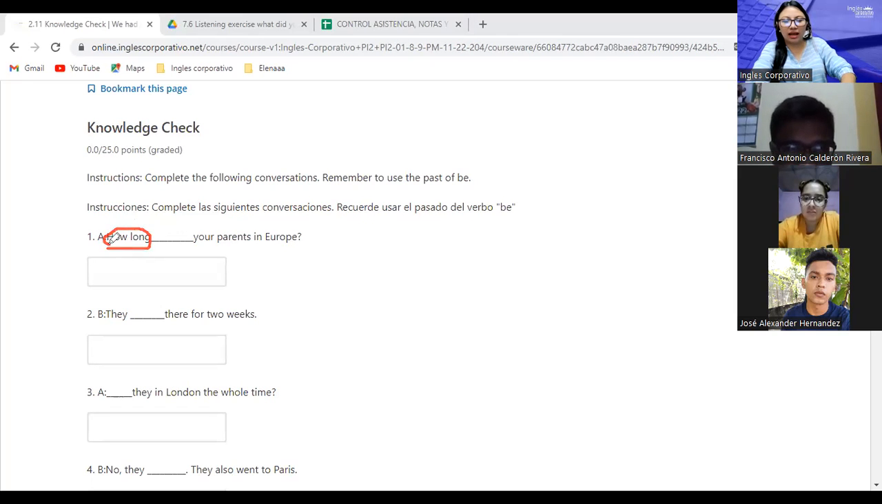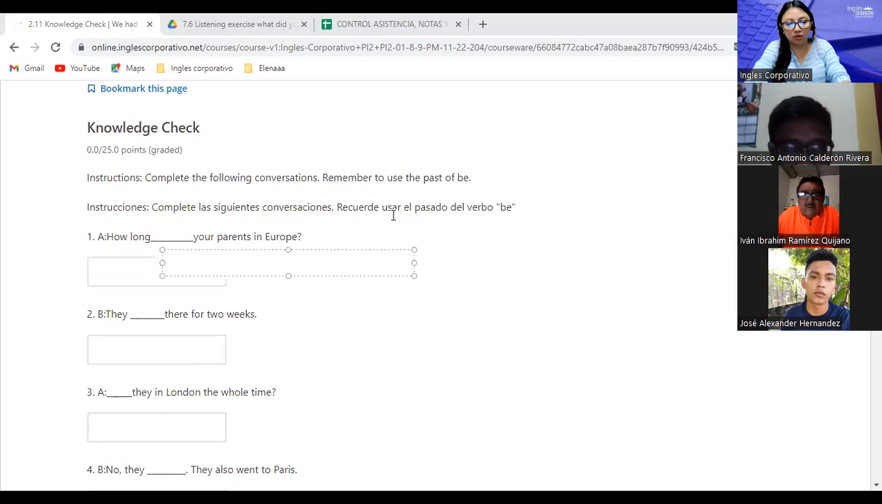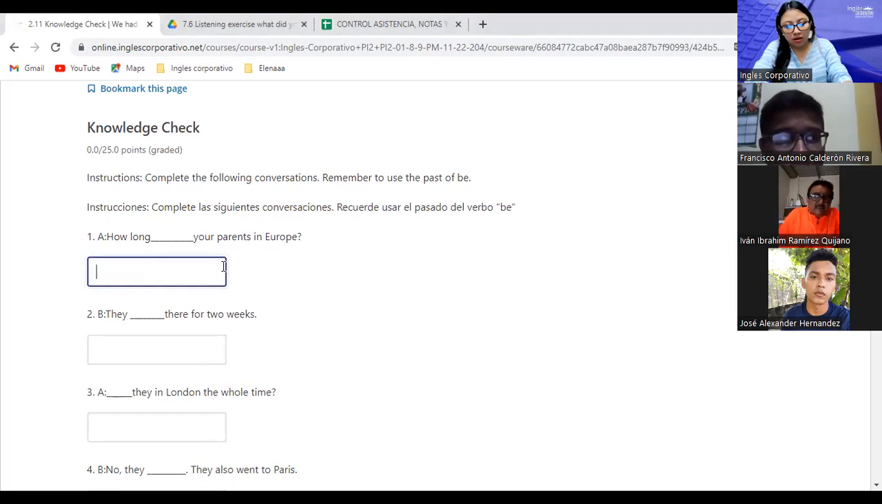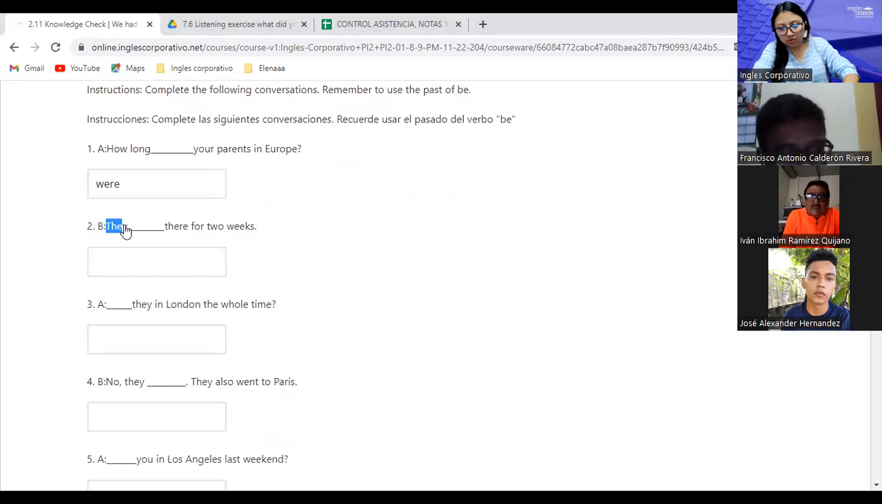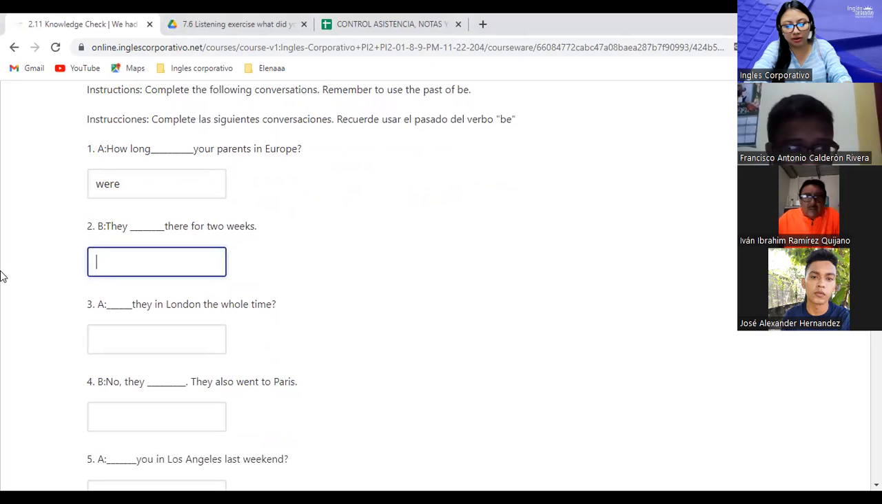How long. Toda esa es una WH expression. ¿Qué le sigue? La forma del verbo to be. How long were your parents in Europe? Y aquí miren, ¿quién me lo está diciendo? ¿Cuál es la forma pasada? Was or were? They were there for two weeks.